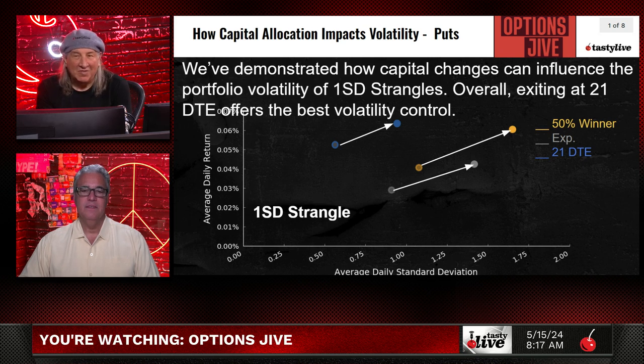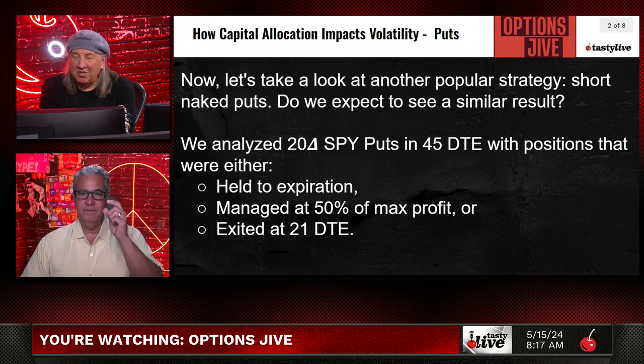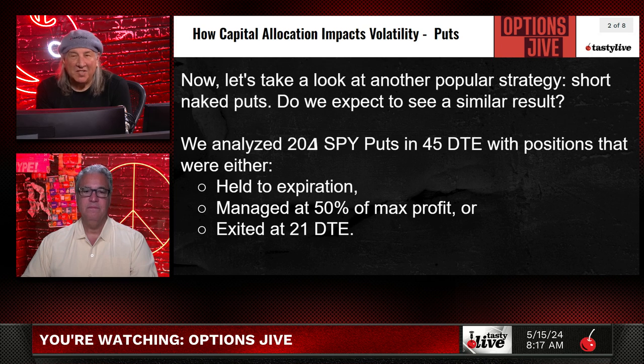Adjust the position, do whatever you have to do. And you can see here, you make the most money, you have the most volatility control if you do something at 21 DTE. That's with strangles. Does the same thing apply to puts? Now we'll take a look at another popular strategy, selling naked puts. Do we expect to see a similar result?